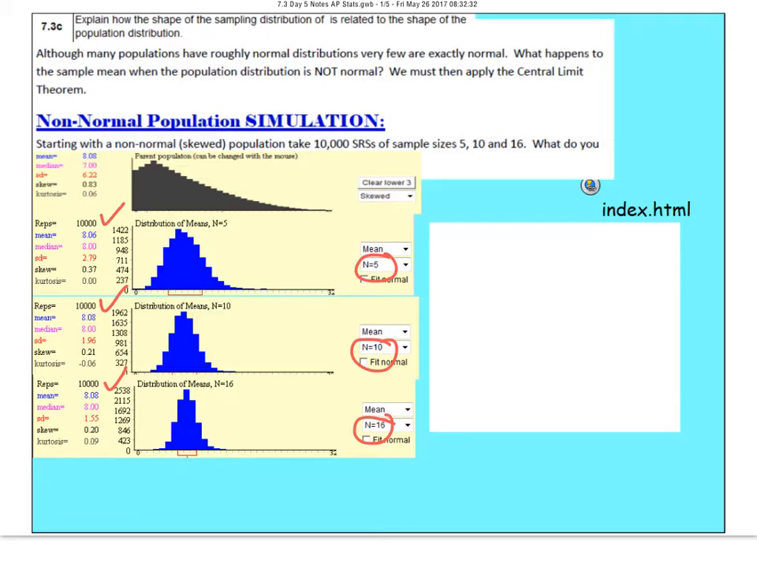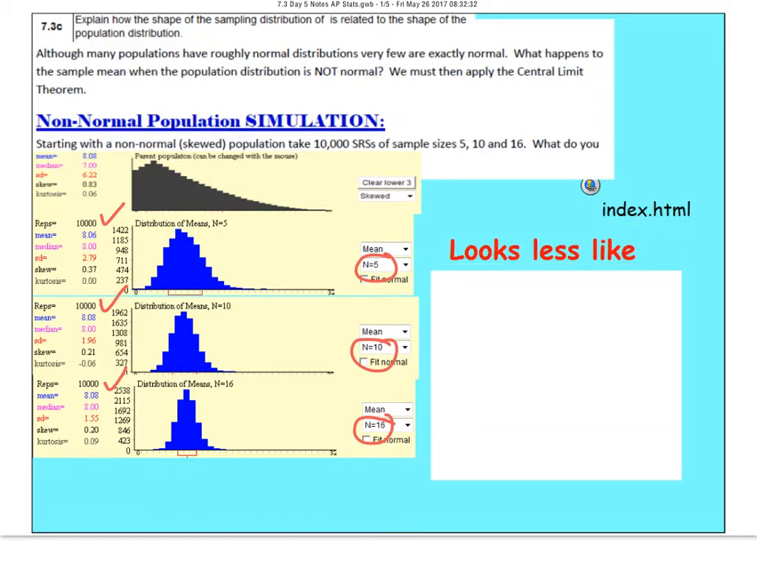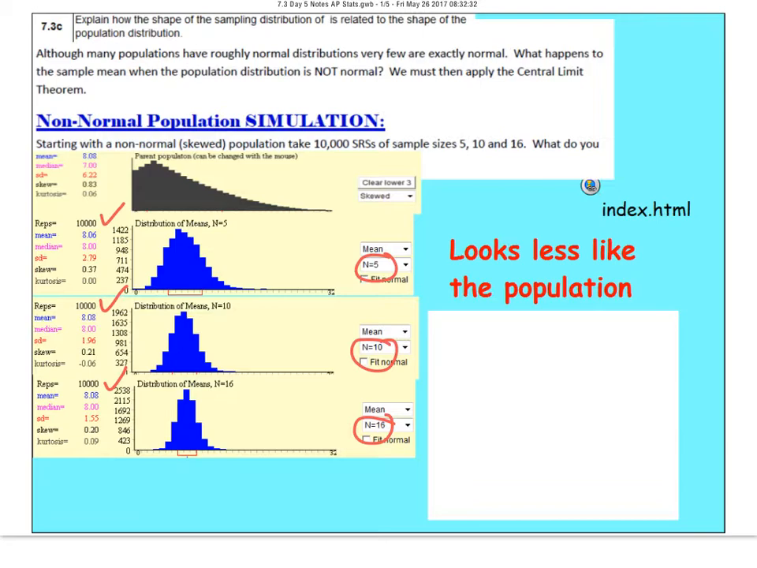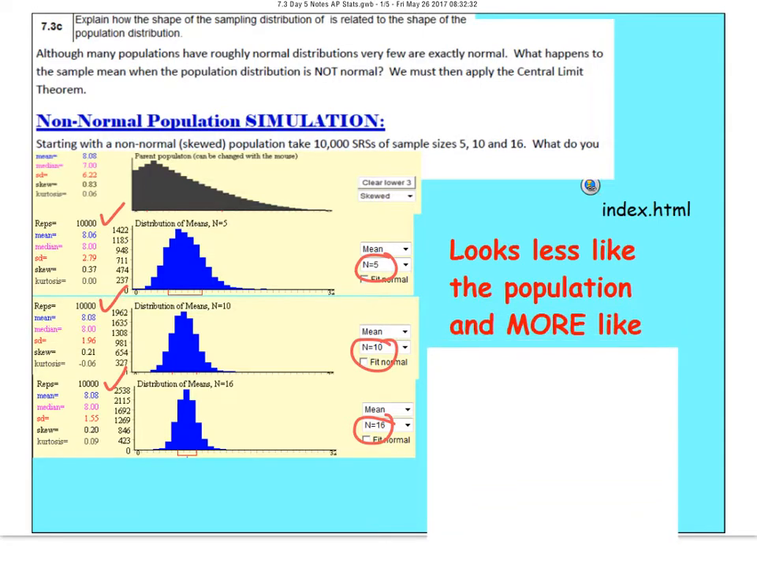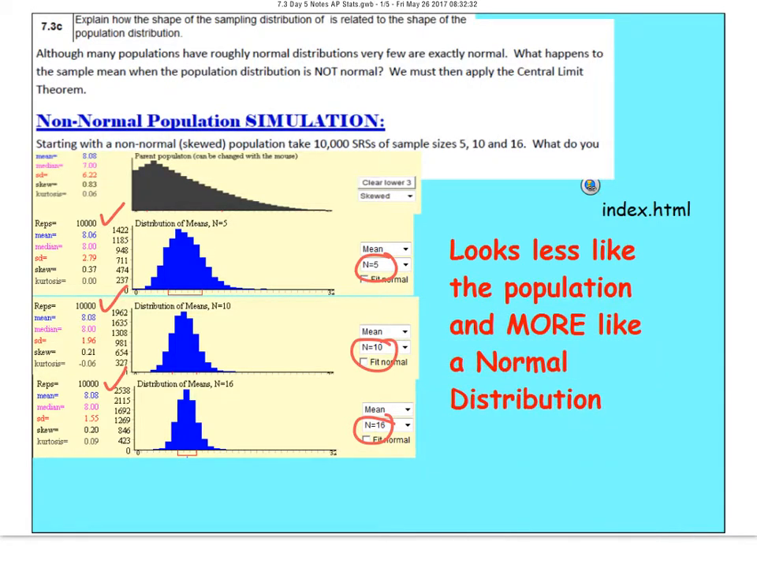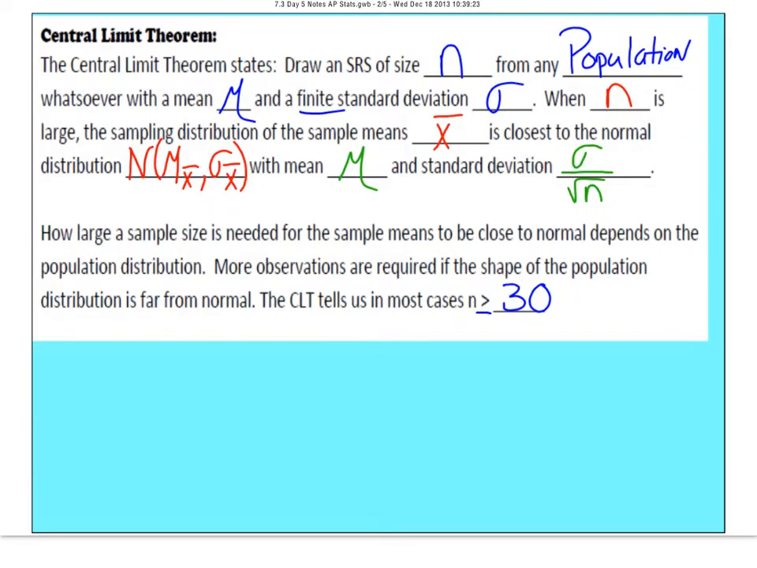So what we can conclude is this: our sampling distributions look less like the population and more like a normal distribution. And from this we can make some conclusions. Going forward, if we have a population that is not stated as normal, you are going to have to clarify your normalcy by talking about the central limit theorem.